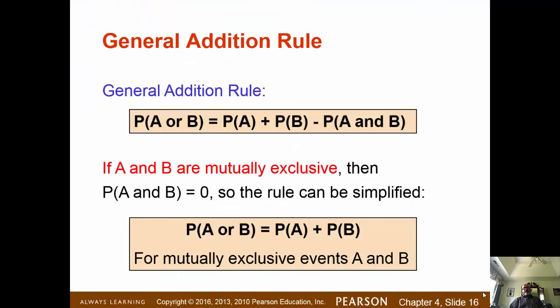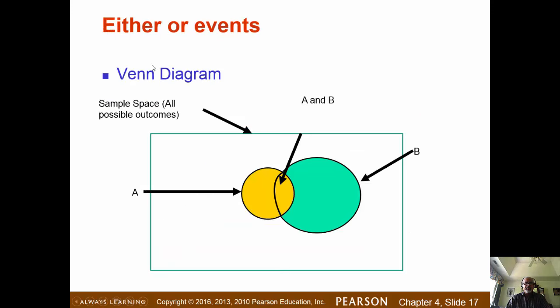When you have an either-or event like A or B, we can use what is called the general addition rule to compute the probability, and that probability is given by probability of A plus probability of B minus the joint probability of A and B. Why is that? Let's look at this rule in graphical format. Suppose this Venn diagram represents all possible outcomes, and then we have an event like that.